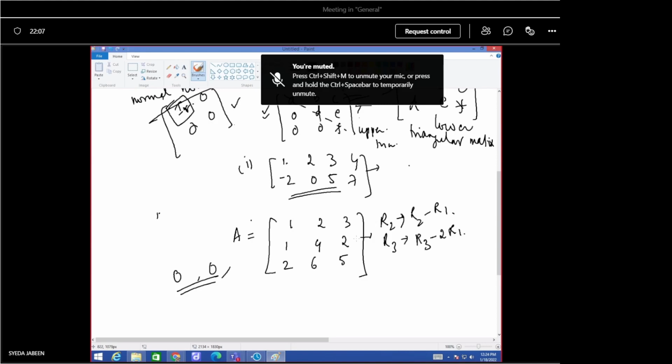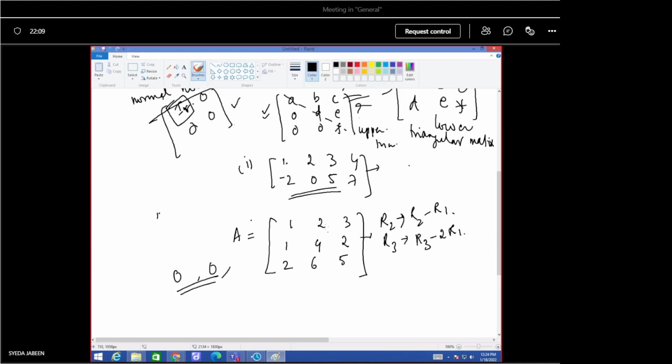So I have taken this transformation. Anybody can take any other transformation, just like the other one I said. Row 3 will be equal to row 3 minus row 1 plus row 2. So anyway, you can take.